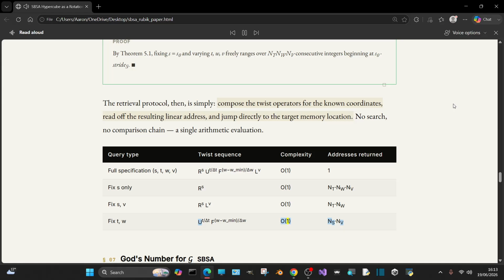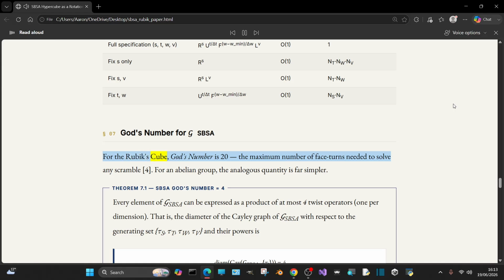For the Rubik's Cube, God's number is 20, the maximum number of face turns needed to solve any scramble. For an abelian group, the analogous quantity is far simpler.